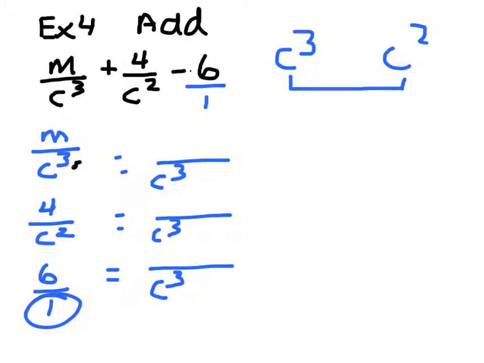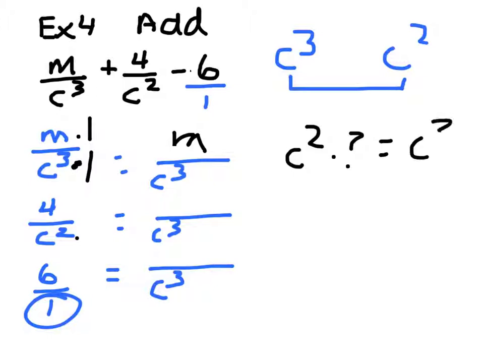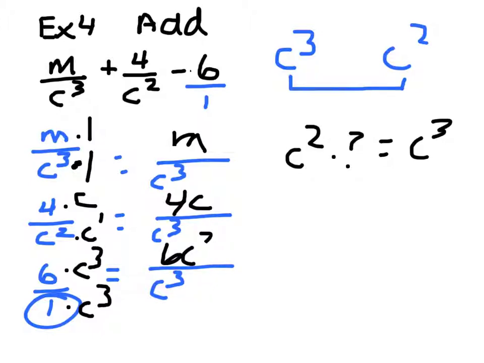c cubed times what is c cubed? Times 1. So I multiply the top times 1. c squared times what is c cubed? What would I have to multiply c squared by to get c cubed? Well, I'd have to multiply it by c, or c to the first, right? Because c squared times c to the first is c cubed. So 4 times c is 4c. And finally down the bottom, 1 times c cubed is c cubed, so I've got to take the top times c cubed. That gives me 6c cubed.